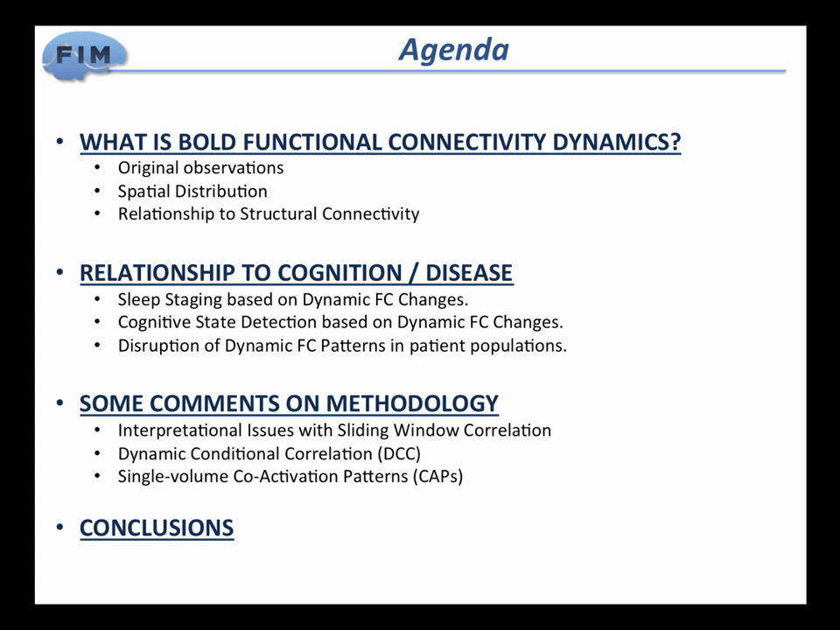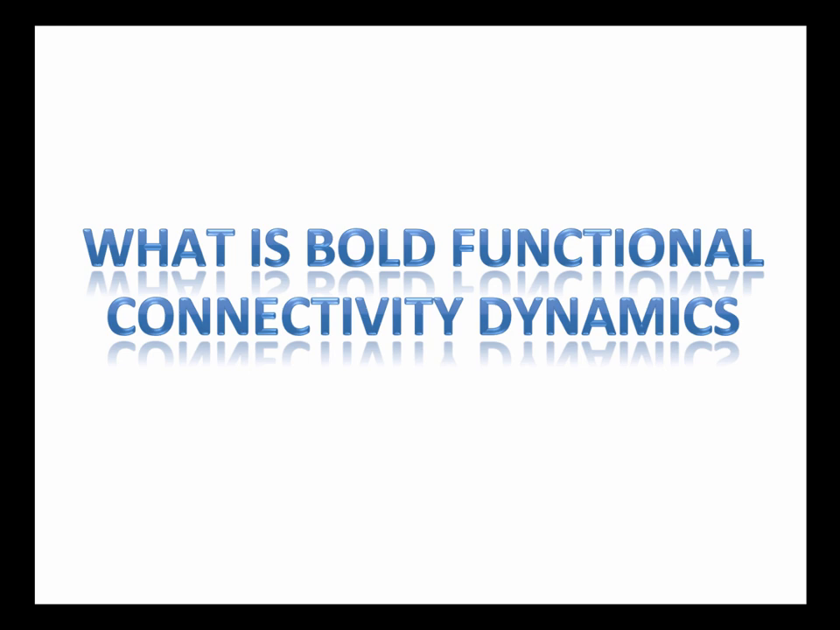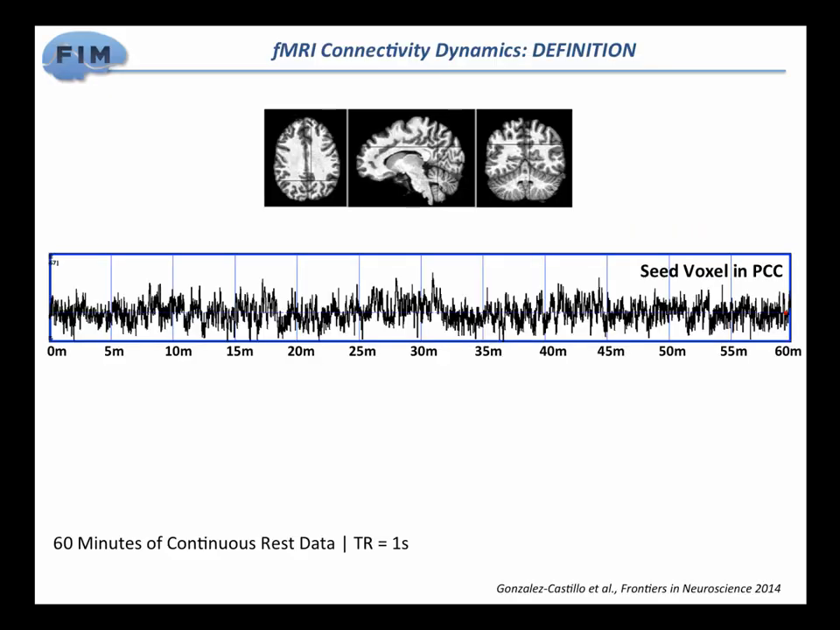And then at the end, if I have time, I'll go through some comments on methodology. There have been a couple of main ways of doing this, and recently there's been a lot of attention about whether those are the best ways to do it or not. I'll have a couple of comments on that, and then we'll go into conclusions. And please, at any moment, feel free to stop me. If you have a question, please stand up and talk into the microphone so it can be properly recorded. Okay, so what is functional connectivity dynamics?